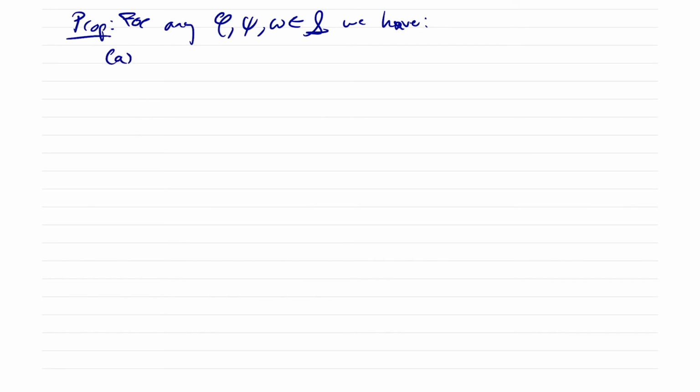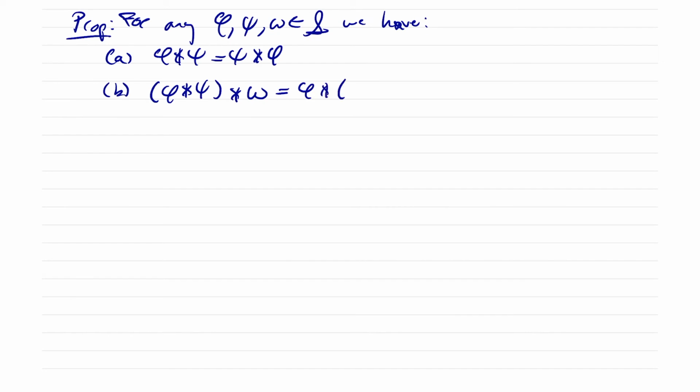And so for A, we have phi star psi equals psi star phi. So it commutes. The order does not matter. We have the associativity property. So phi star (psi star omega) is equal to (phi star psi) star omega, right? So it doesn't matter which two you perform first.